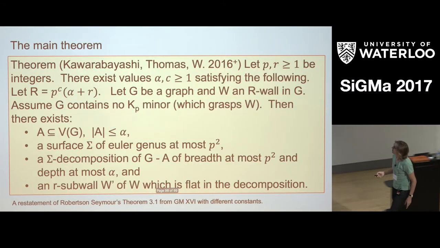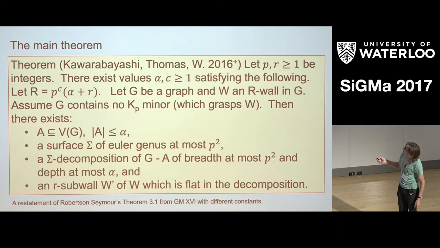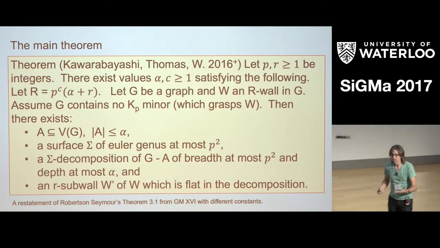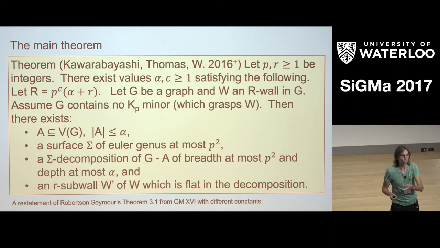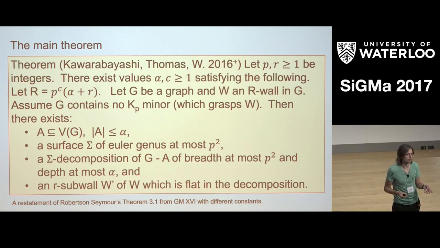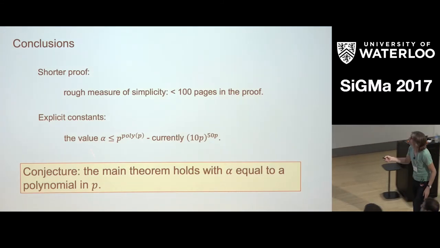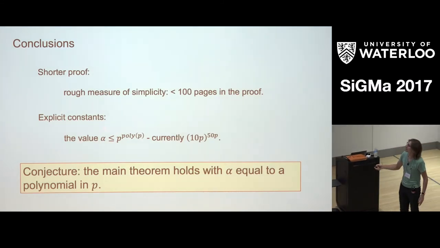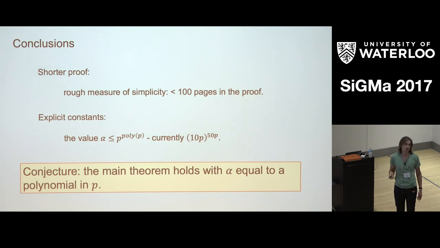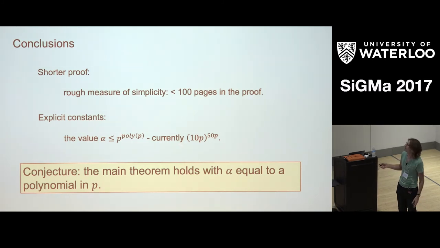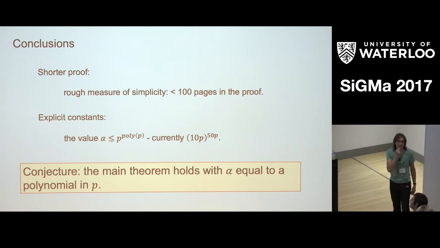So the other thing is that I didn't really say what's going on here, these values that I have, alpha and so on. One advantage of being a shorter proof is that I can actually follow through and calculate what the bounds are that I'm using at each step of the proof, right? So we get an explicit bound for alpha, and what we're getting is p to the poly p. Poly p is some polynomial, and it's like a genuine polynomial. Currently what we have is something like 10p to the 50p as the bound on alpha.